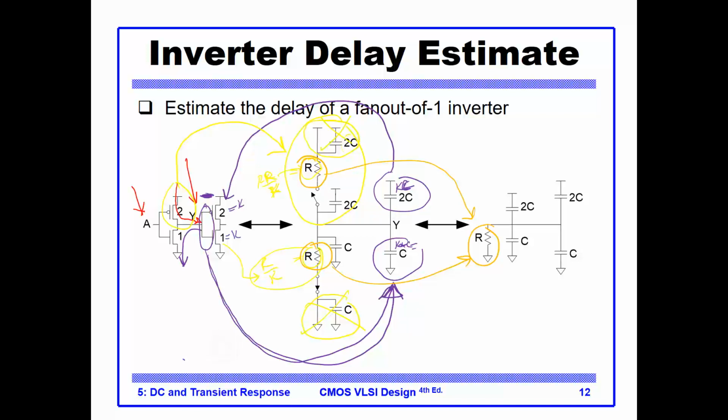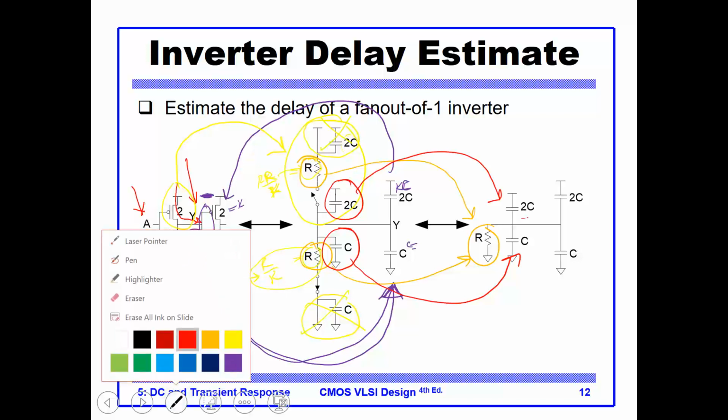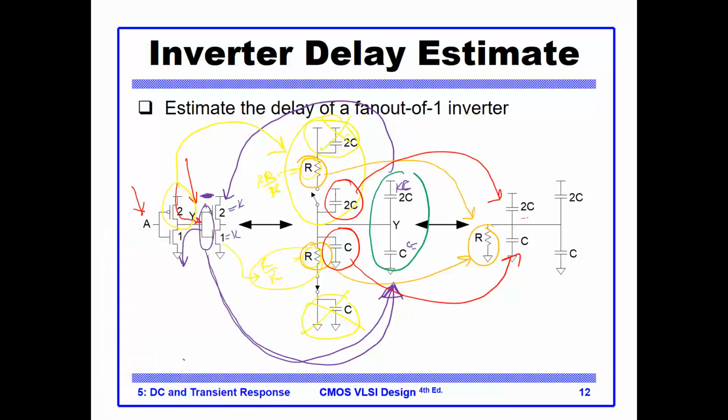Then I add these capacitances: this capacitance plus this capacitance, which you can see right here, and this one here, and then I have this capacitance from the gate. These two capacitances will come and sit right here.